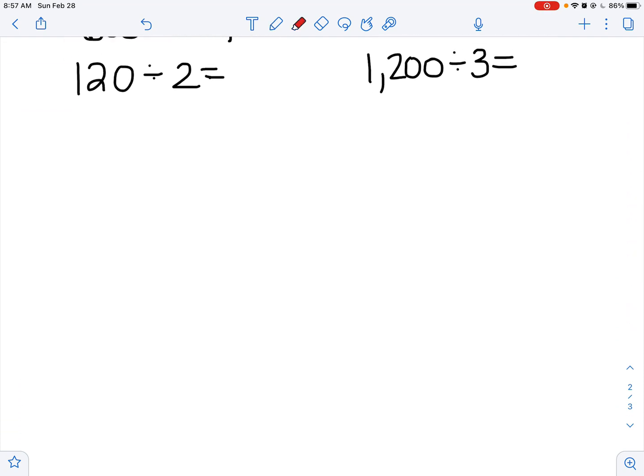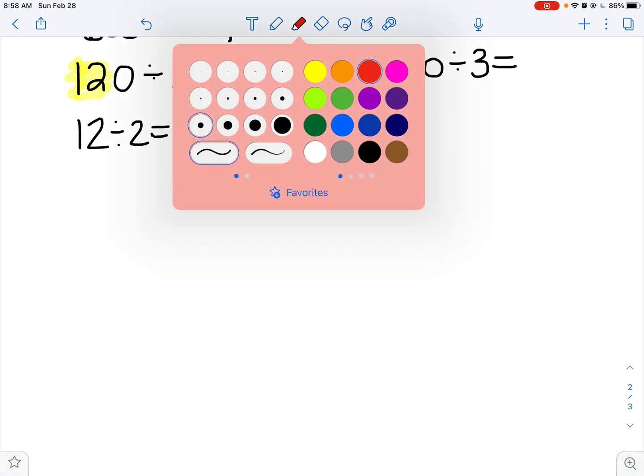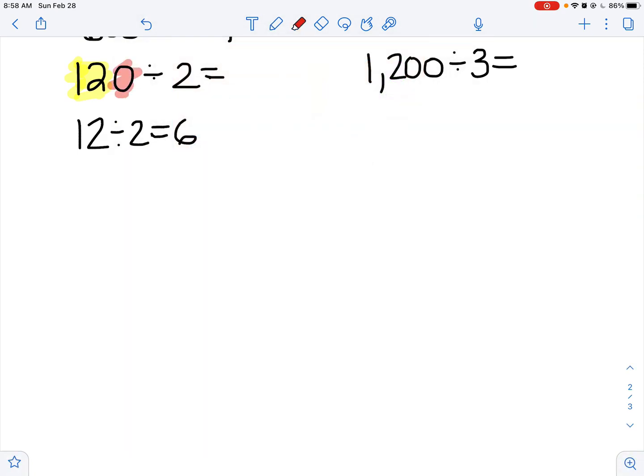Next, 120 divided by 2. Again, looking here, I can't do 1 divided by 2, so think of 12 divided by 2. I know 12 divided by 2 is 6. So if I shift it over by 1 place value, I know 120 divided by 2 would be 60, right? I'm shifting it over by a place value. Also, if you just know half of 120 is 60, you've got it.